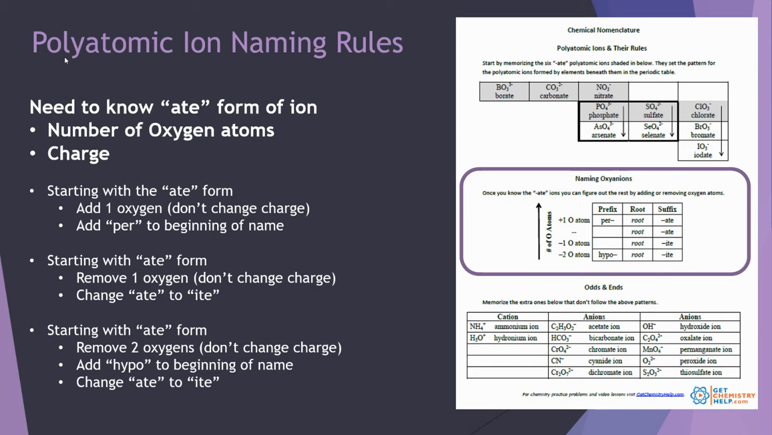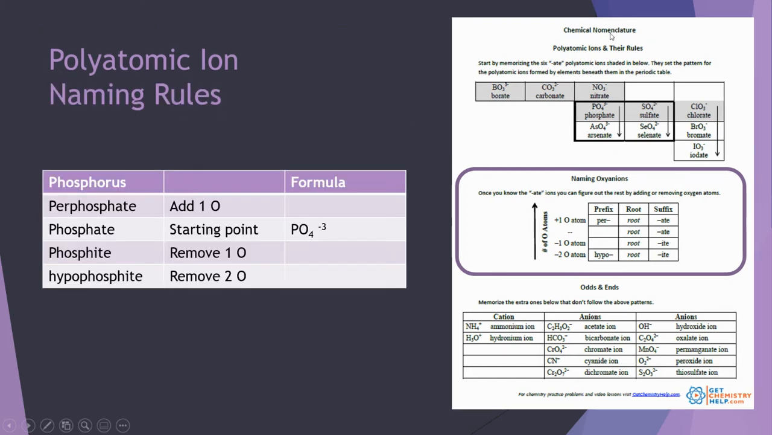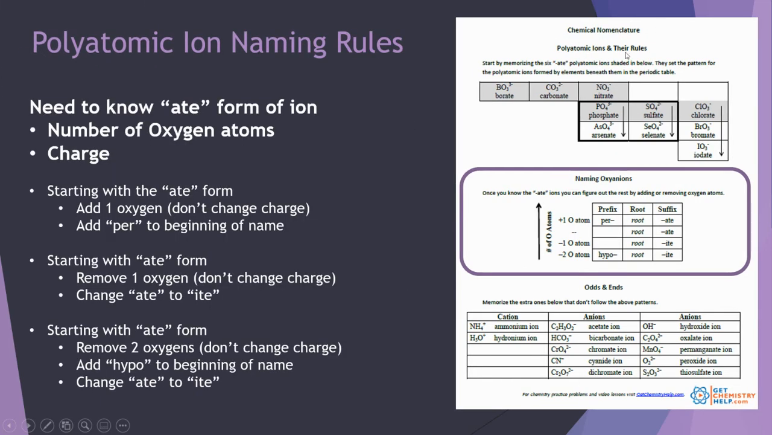You have a worksheet that I had posted as one of your additional items, and it's got this chemical nomenclature at the top, and it does say it has polyatomic ions and their rules. And today I want to go over how we name all these things. We call them oxyanions, but they're the things that end in ate. So once you know and have memorized the polyatomic ion that ends in ate, which we had a whole set that we were working on memorizing.